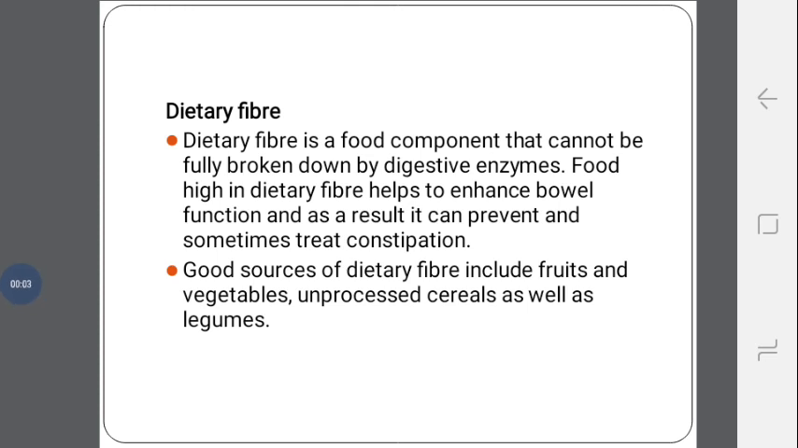Dietary fiber is a food component that cannot be fully broken down by digestive enzymes. Foods high in dietary fiber help to enhance bowel function, and as a result, it can prevent and sometimes treat constipation. Apart from those functions, dietary fiber also increases food bulkiness. Good sources of dietary fiber include fruits and vegetables and processed cereals as well as legumes. Kwa ili tupate dietary fiber tunahitaji zaidi vyakula visivyokobolewa.